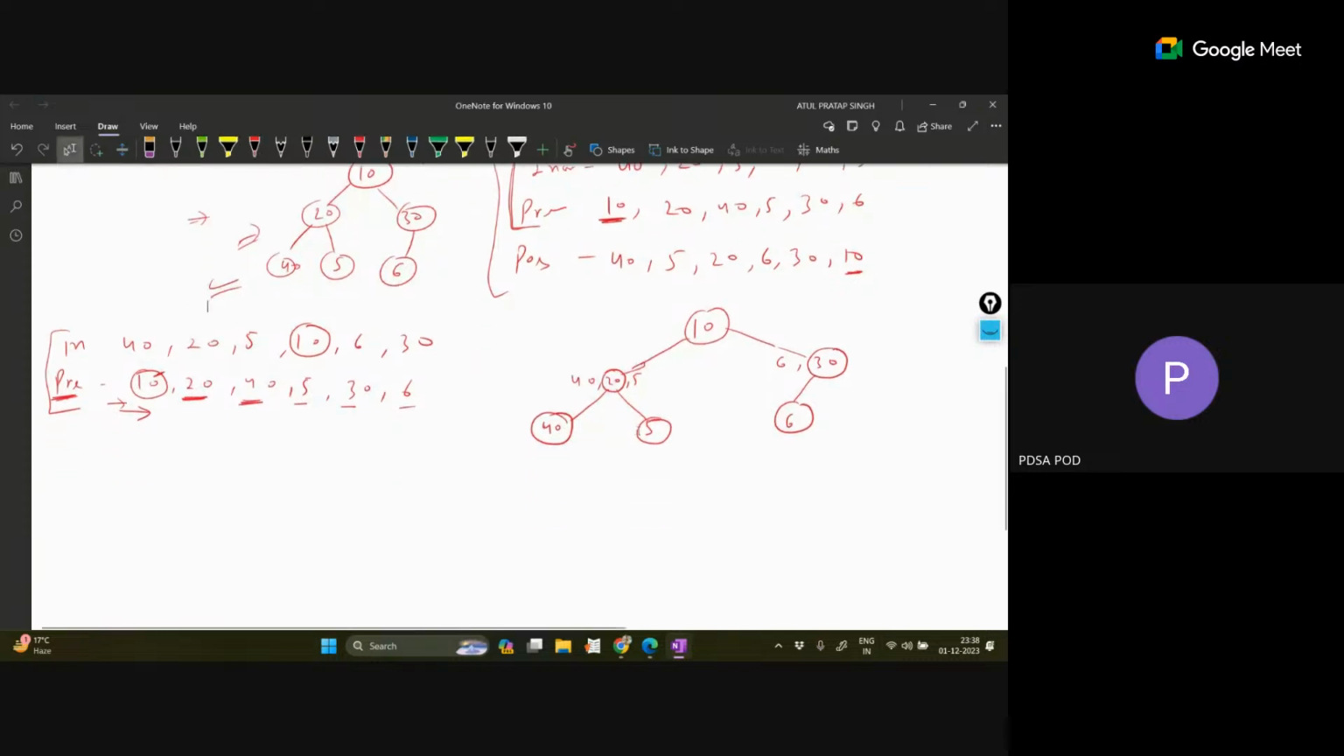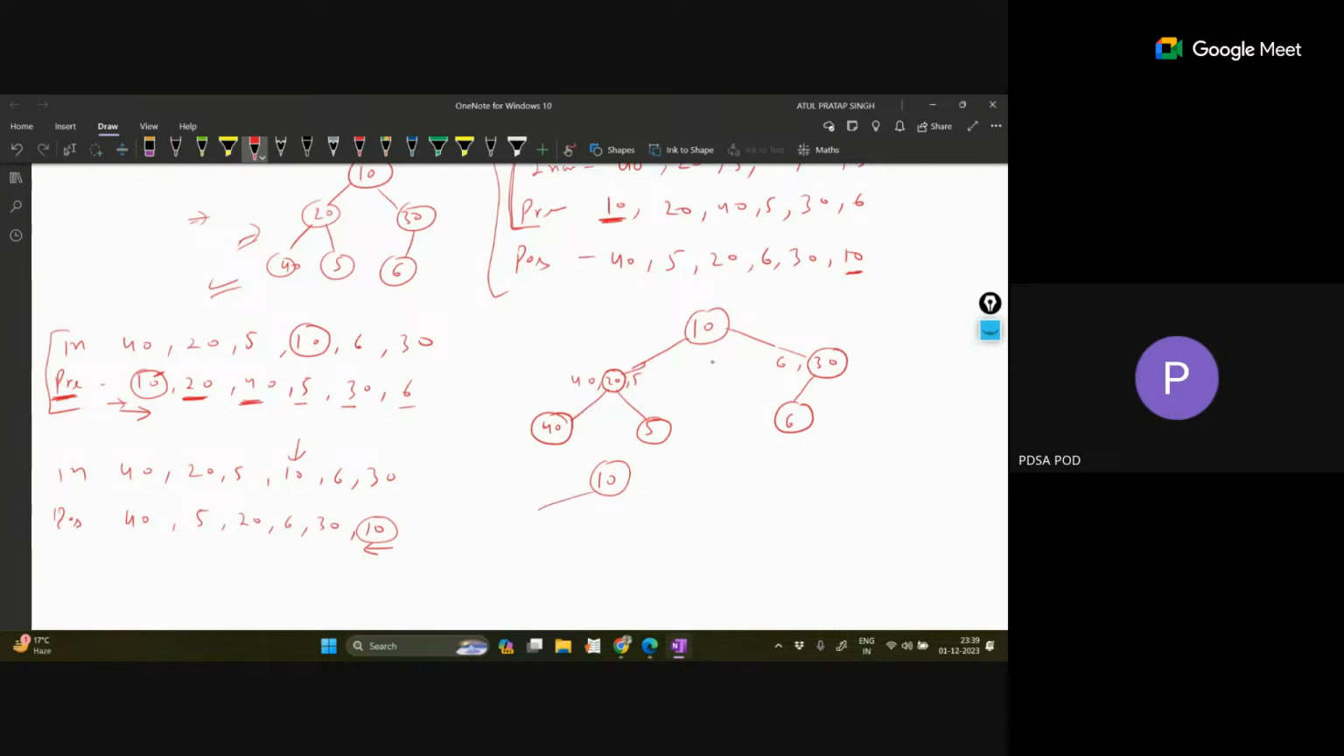So same things for the post order. If in order and post order are given, so in order is 40, 20, and 5, 10, 6, and 30. Okay, and post order is given. So this is in order, post order: 40, 5, 20, 6, 30, and 10. So in the post order case, just traverse this from right to left. So this 10 is the root node, so mark 10. And just check the same things on the in order.